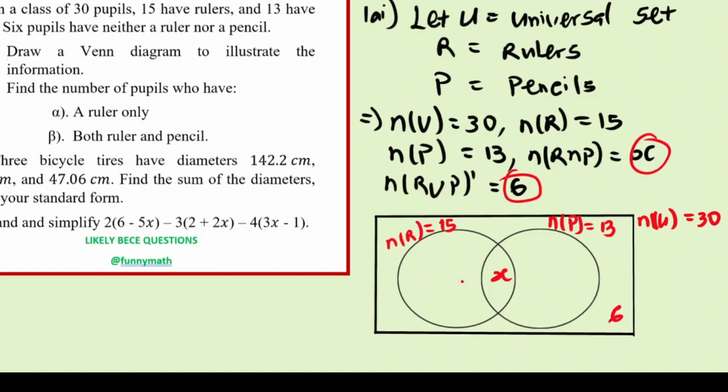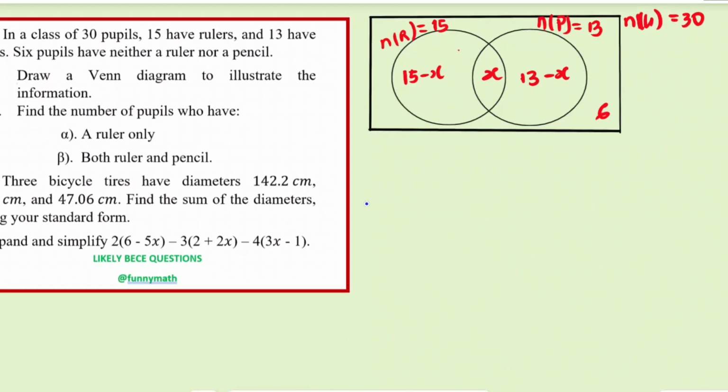We have to fill these spaces too. It's going to be ruler or rulers only. Those who have rulers only. So that's going to be 15 minus x. So here too is going to be pencil only. We have 13 minus x. So that is how we can represent this information on a Venn diagram. So let's work the next question. That is 1A, II, alpha. And they're looking for the number of people who have a ruler only. Yeah, this is what they are looking for.